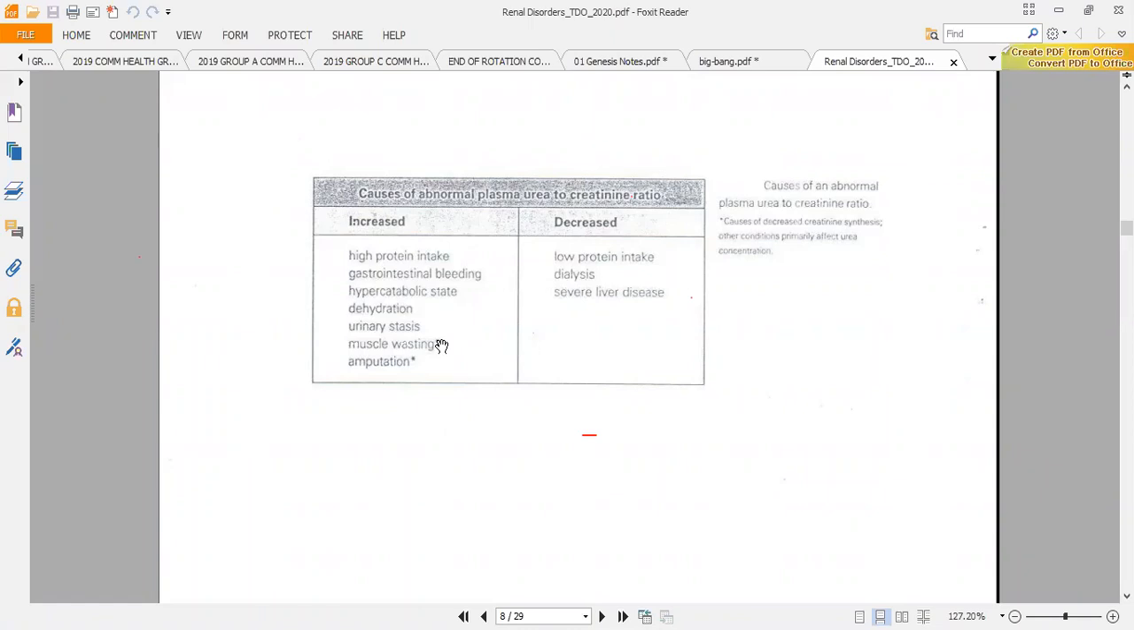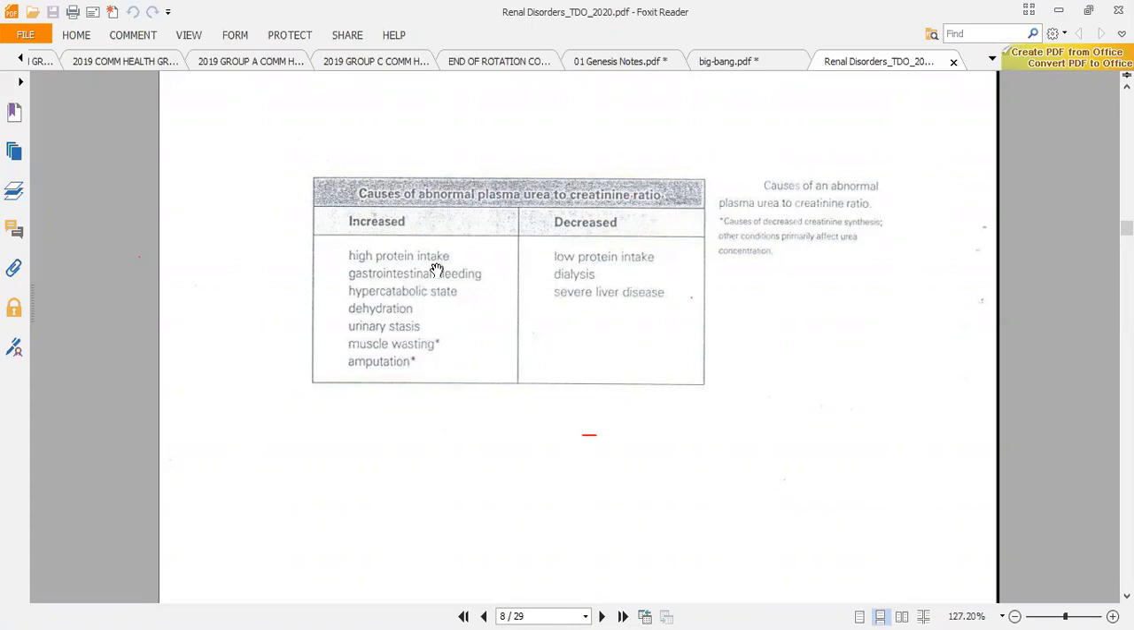Now, I said that the creatinine is produced by the muscles, okay? So if you have muscle wasting and amputation, you've taken a chunk of the muscles away. So in this case, the creatinine levels are reduced. If the creatinine levels are reduced, then the urea to creatinine ratio will increase. So for the first five, it's actually as a result of increased urea levels. But for the muscle wasting and the amputation, you have reduced the muscle bulk, so the creatinine levels have reduced, and hence the urea to creatinine ratios are high.